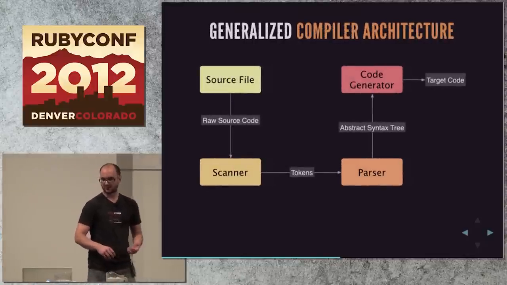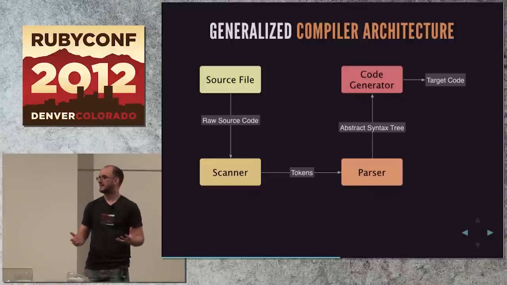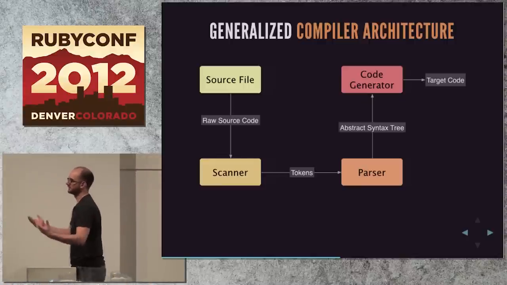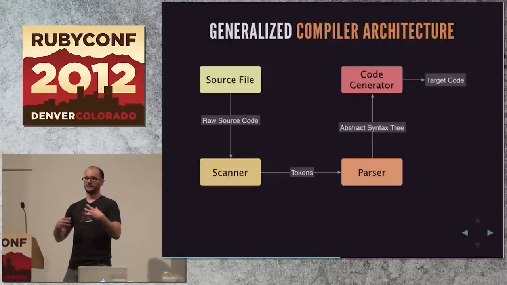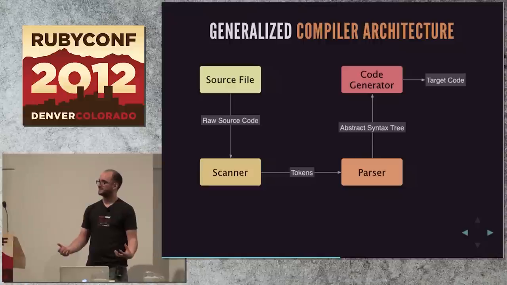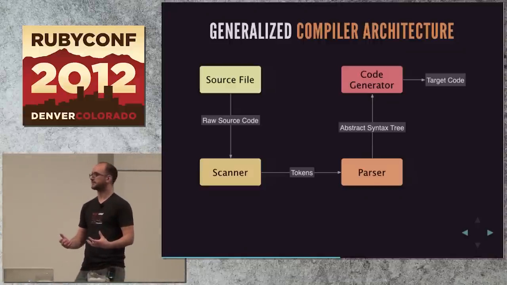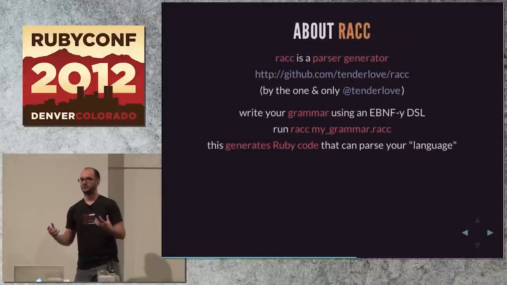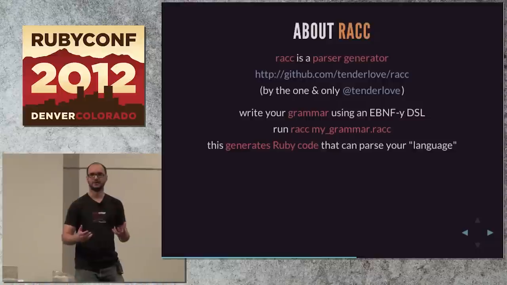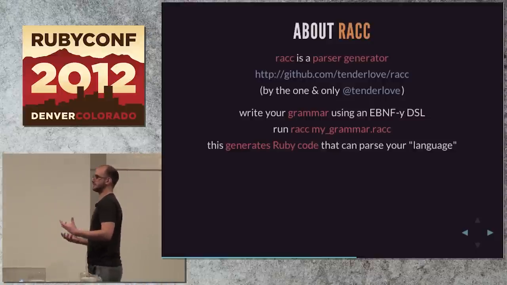Okay, so I spoke about the compiler essentially being a pipeline, and this is the diagram that shows you what's going on. The raw source code feeds into the scanner. The scanner produces tokens. The tokens feed into the parser. The parser constructs an AST. The AST feeds into the code generator, and the code generator finally dumps out your target code. So that concludes the 10,000 foot view of compiler construction in general. Now for a little bit about Racc.